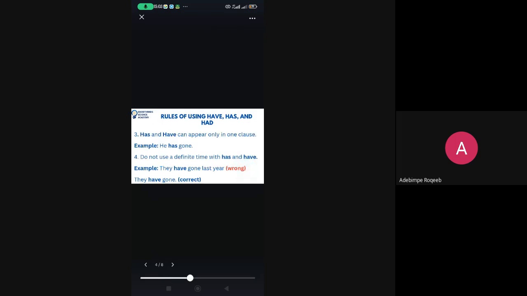Another rule here is that has and have can only appear in one clause. What do I mean by that? It means that has and have can only appear in one sentence, just one sentence. He has gone. I can't say, "Oh, they have gone before I came." No, because in that sentence, you have two events, their departure and my own arrival. You can't have that. When you talk about has and have, it has to be just one event. They have gone. Simple. He has gone.